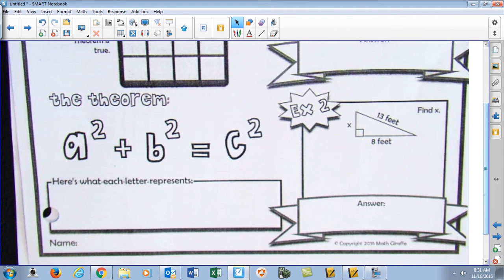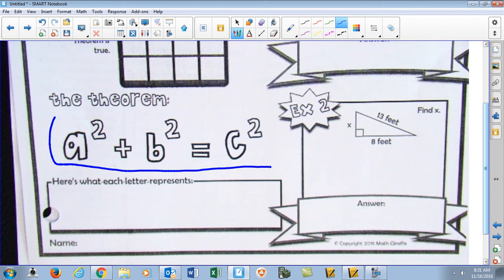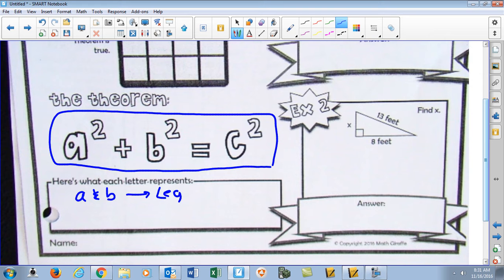So we'll start here with the theorem. The theorem is what you can color in, and of course it's a squared plus b squared equals c squared. This whole thing right here is the basis for what we are going to do. You don't have to box this, by the way. You can color it in. It says, here's what each letter represents. A and B are what? The legs. A and B are the legs of the right triangle, and C is the hypotenuse. You've got to know the terminology. Make sure you get down the notes first, and then worry about coloring.